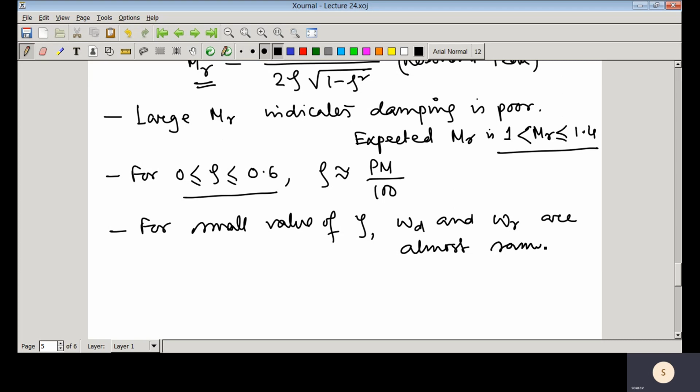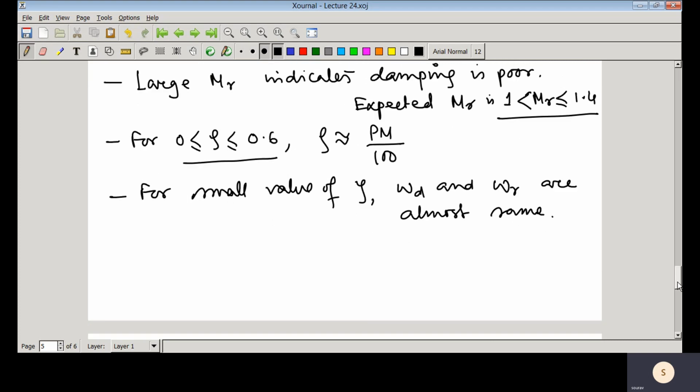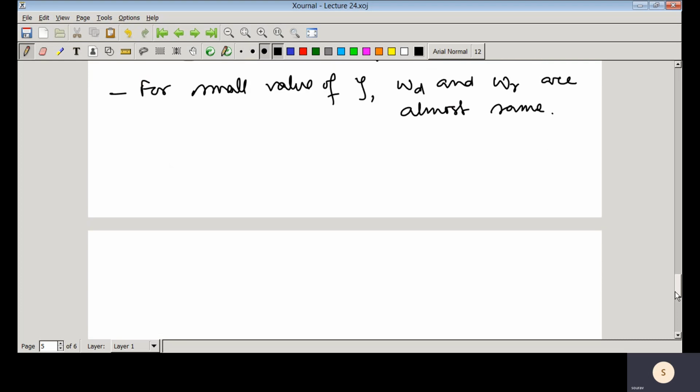So you should remember these relationships, and they would be very much required whenever we will be designing or analyzing that closed loop system. So let us discuss one more concept, which is called the bandwidth of a system. So this is that bandwidth.